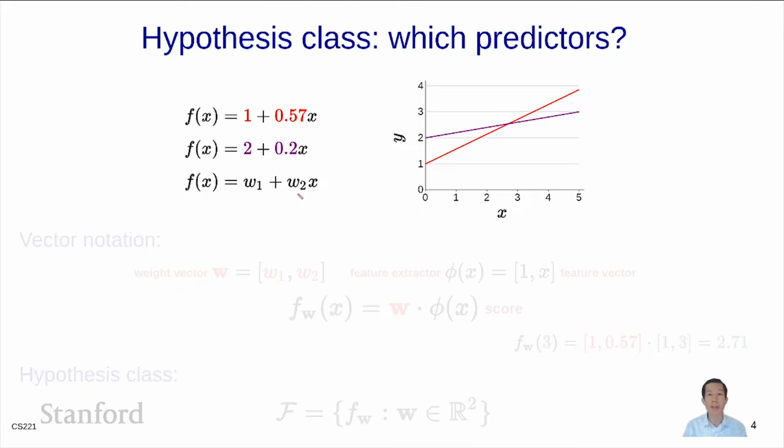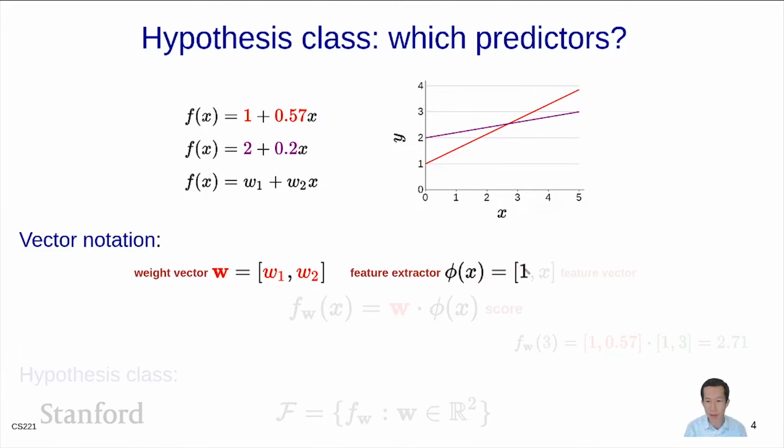So now we're going to generalize this using vector notation. Let's take w1 and w2 and pack them up together into a vector, which we will call w. This is called a weight vector. And we're also going to define a feature extractor, also known as a feature map, phi. So phi is going to take an arbitrary input x and return the vector (1, x), at least in this case. And (1, x) is going to be known as the feature vector.